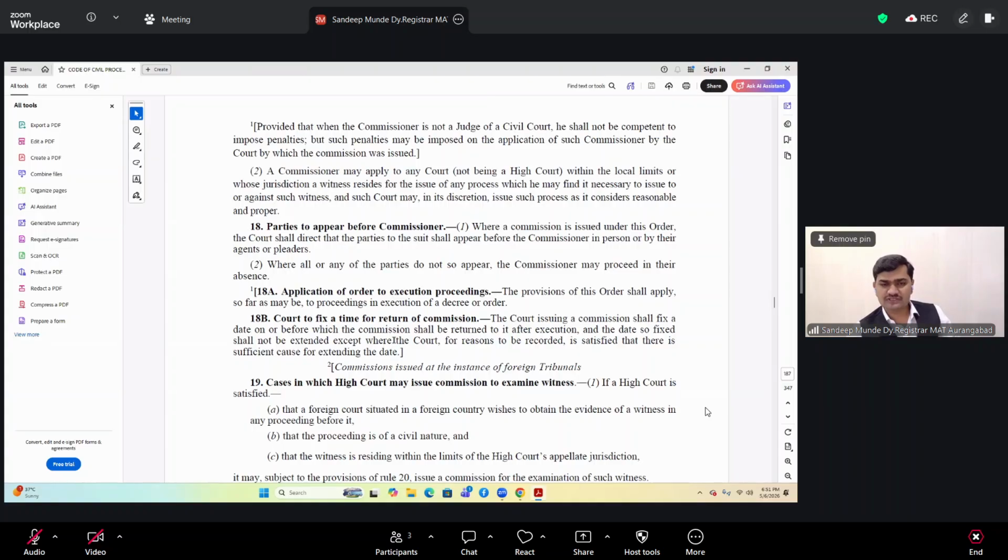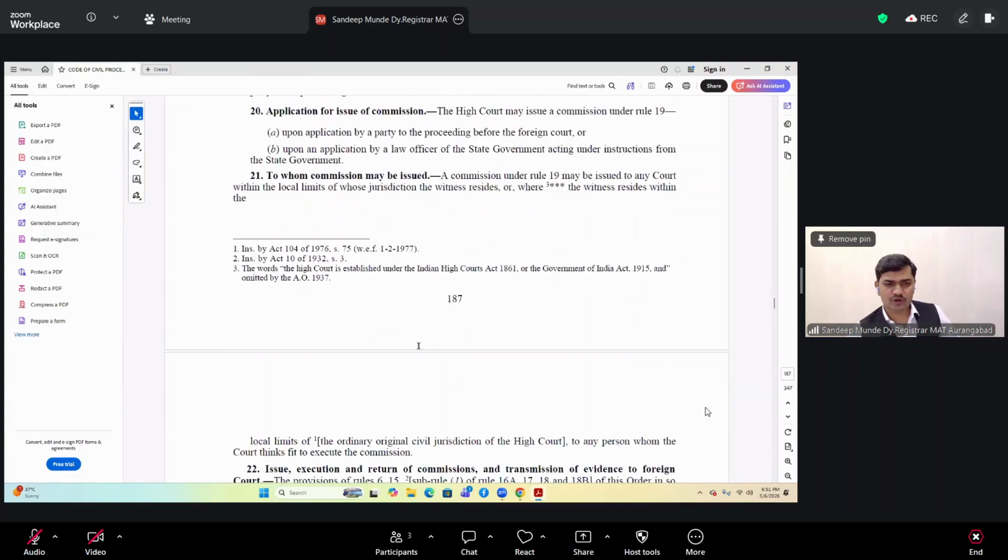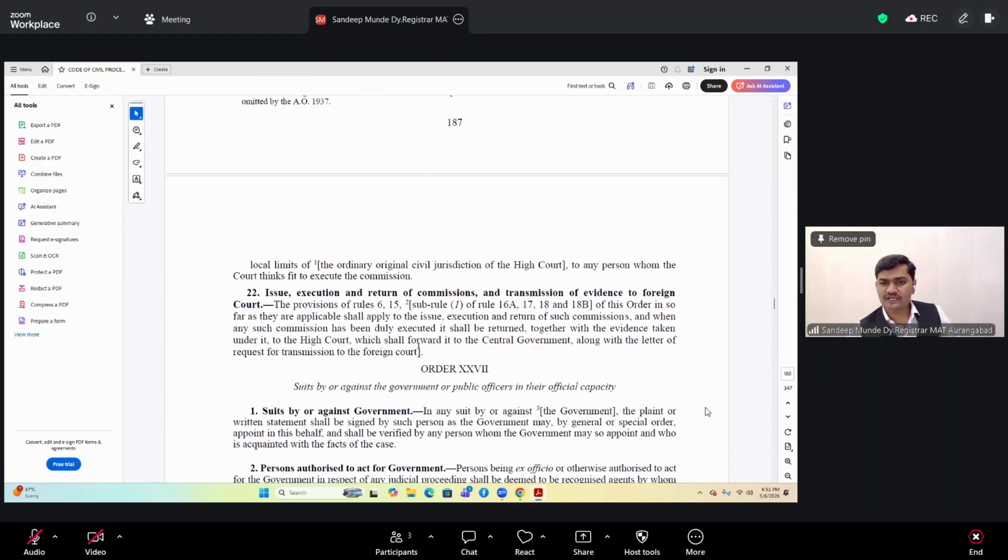And the last portion, with regard to commissions issued at the instance of foreign tribunals, is covered from Rules 19 to 22. So these are the provisions with regard to the appointment of commissions: Section 75 to Section 78 and Order 26. For what purposes the court may issue a commission has been given under Section 75, from A to Z.